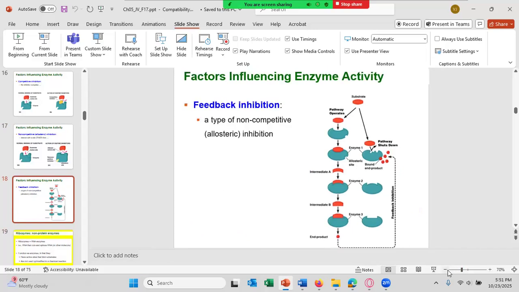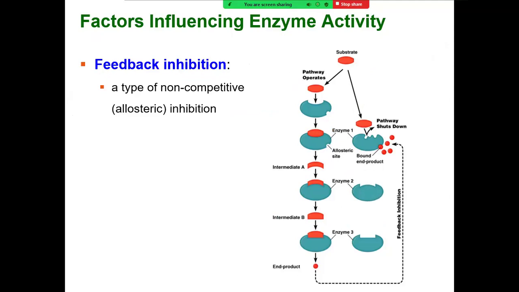Let's talk about feedback inhibition. To have feedback inhibition occurring, let me blow that up, you need to have a metabolic pathway involving several steps. Like here we have substrate binding the enzyme 1, converting the substrate into intermediate product A. And then you have enzyme 2 here binding to intermediate A to make intermediate B. And then we have a third enzyme here which binds to intermediate B and converts intermediate B to the end product of this metabolic pathway.